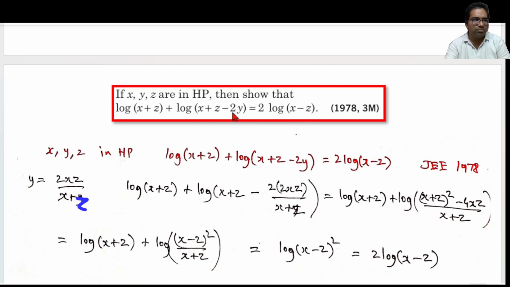It's a very, very simple problem. The only thing that we should know is the harmonic mean is 2xz by (x plus z), and just substitute that harmonic mean here and apply basic logarithms, we can prove that the left hand side is equal to the right hand side. Very, very simple problem, guys.